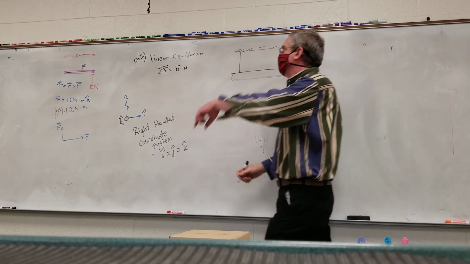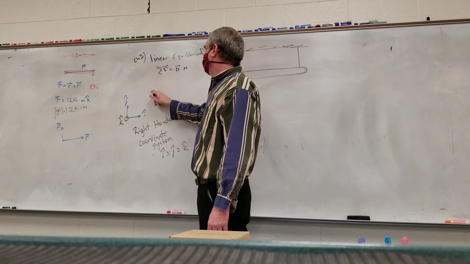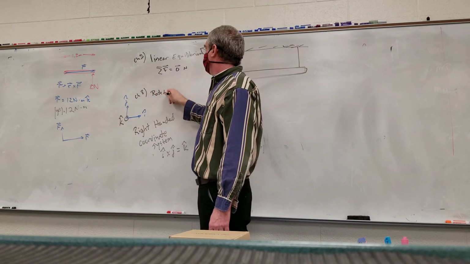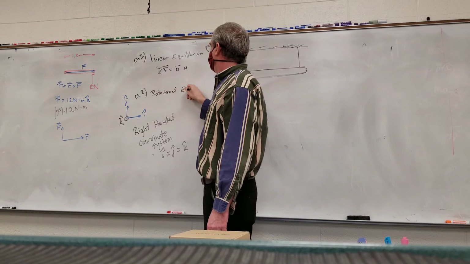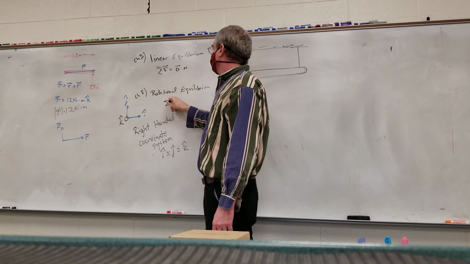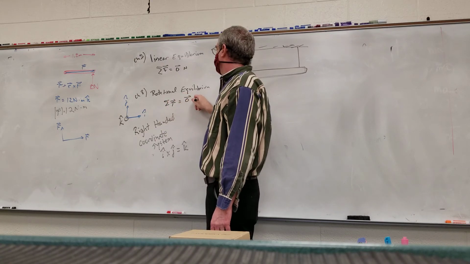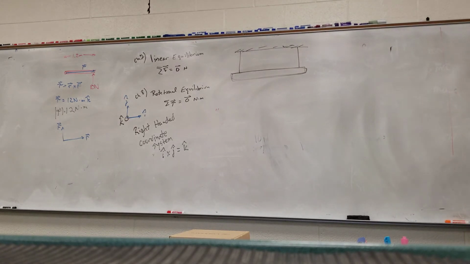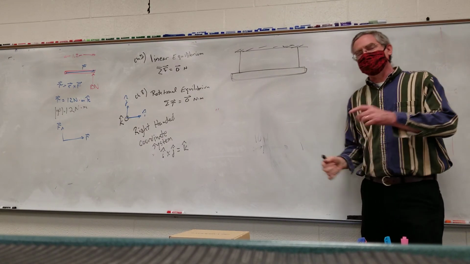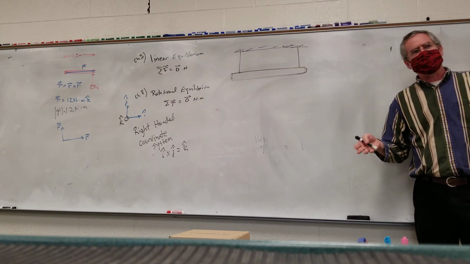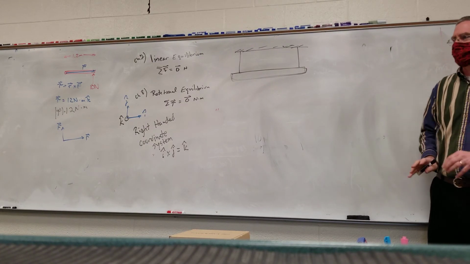Now we get to throw in a new type of equilibrium called rotational equilibrium. Then we get to chapter 8. Rotational equilibrium. Sum of the torques equals 0 Newton meters. So what you were dealing with in chapter 2 in that lab, I think it was the second lab, that was rotational equilibrium, we just weren't talking about it.